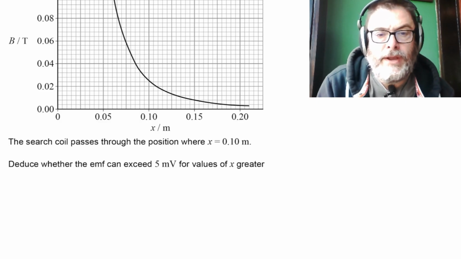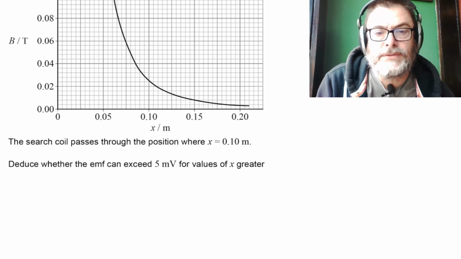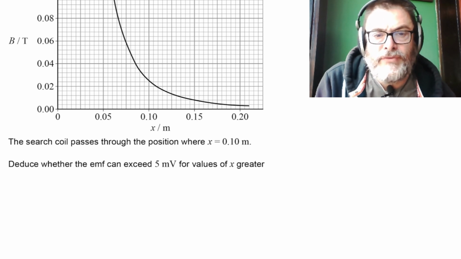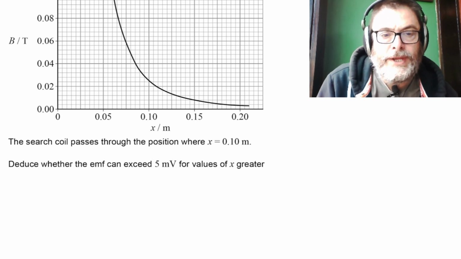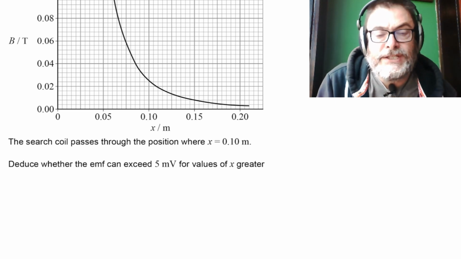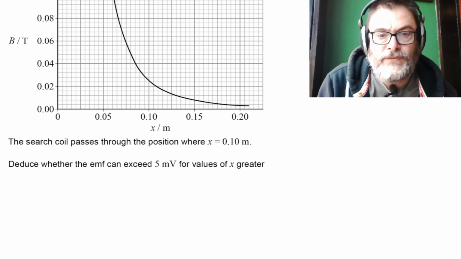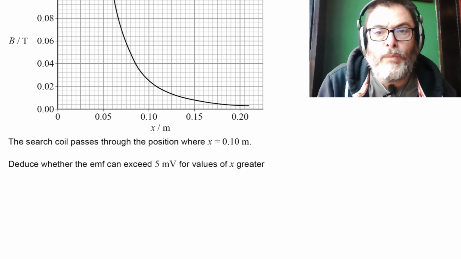So on to the hard bit then. Our coil passes through a distance of 0.1 metres and carries on with x increasing. And we're asked to find out if, once it's got past 0.1 metres, the voltage can exceed 5 millivolts. Now we know that at 0.1 metres, the strength of B is greater than it is at any distance beyond 0.1 metres. Therefore, if we've got 5 millivolts, or less than 5 millivolts I should say, at x equals 0.1, it's going to be less for any other distance. So really what we have to do is find the EMF at 0.1 metres.